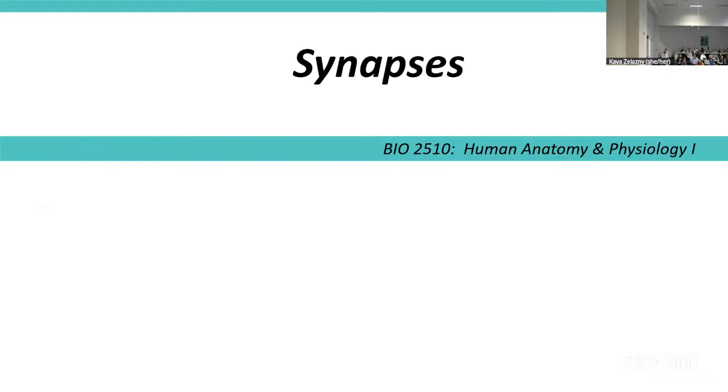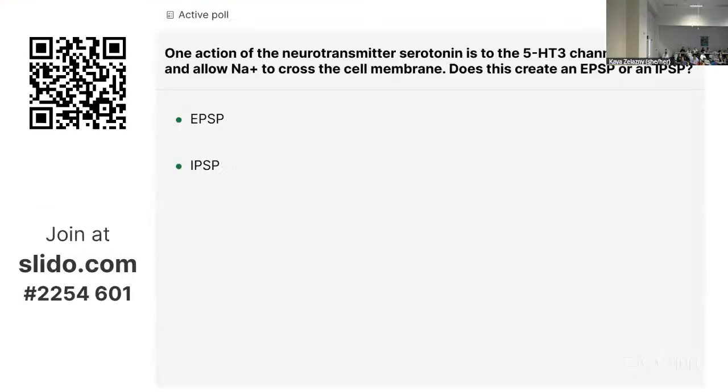Okay, so we're going to continue our discussion of synapses today. And we're going to move from understanding just one single synapse to zooming out a little bit and thinking about how we have multiple neurons working together. Okay? A couple review pieces from last time.